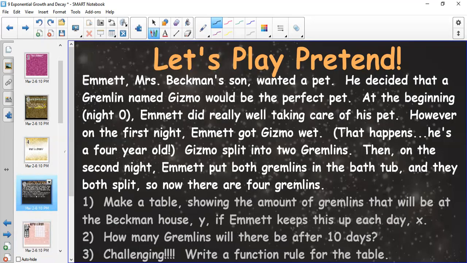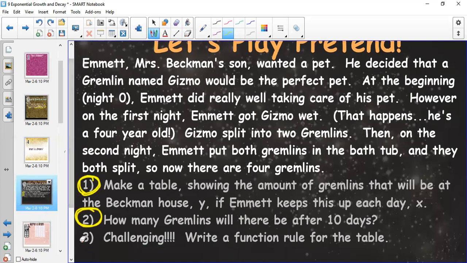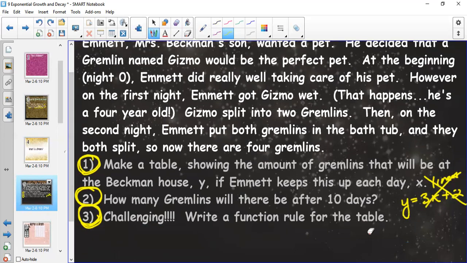So that is what you're supposed to do in number 1. In number 2, figure out how many gremlins there would be after 10 days. And the third one, the challenging one, is to write a function rule. You guys are used to writing linear functions like y equals 3x plus 2, and that represents linear functions. Now we've already talked about how these aren't linear functions. They're not going to look like that. We talked about in the title that it's going to be an exponential function, so it's going to have an exponent in it. That's your hint for the third one, which is to write a function rule for the table.